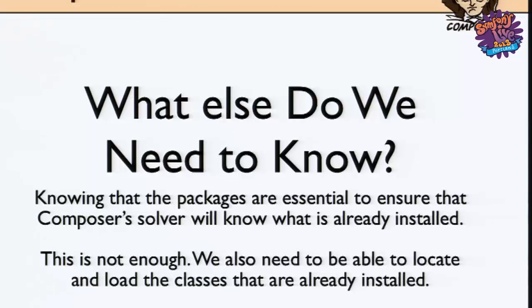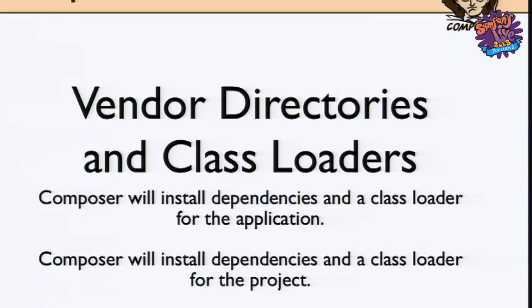What else do we need to know? Solving the dependencies, that's a huge hurdle. Making sure that you know which things are already installed and not installing them, not getting duplicates and randomness that happens. We also need to know where those files live. And we also need to know about its class loader. That is where the vendor directories and class loaders come in. Because Composer is going to install all of the dependencies and the class loader for the application itself, and it's going to install the vendor directory and the class loader for the actual project.